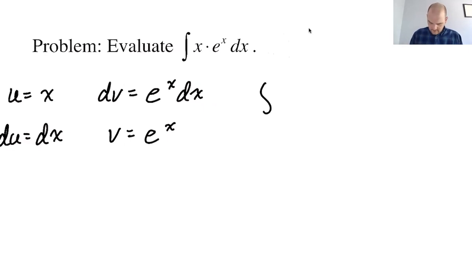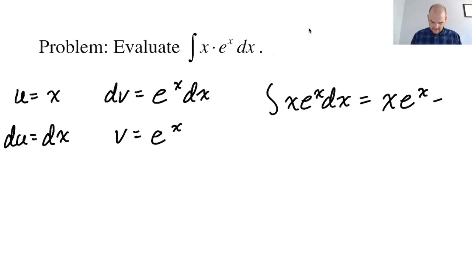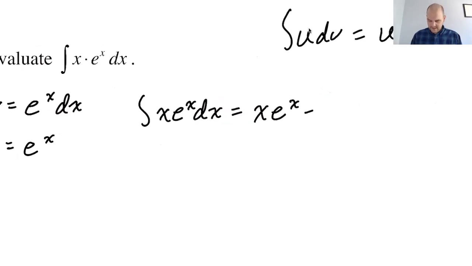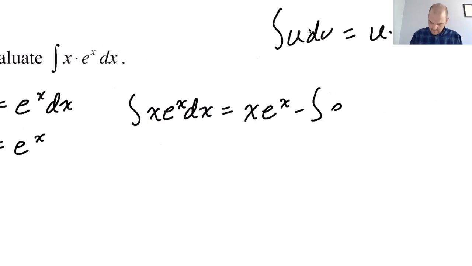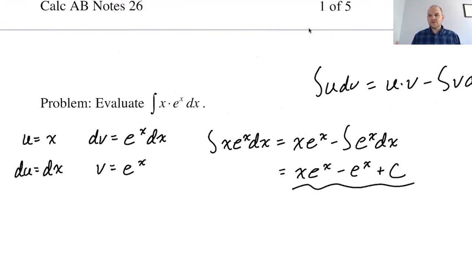So it's the integral of x e to the x dx should be equal to, so I want u times v, so that's x e to the x, and then minus the integral of v du, so that's e to the x dx. So minus the integral of e to the x dx. Okay, so that's x e to the x minus the integral of e to the x, just e to the x, and then plus c. And that's it. So you make your choice.